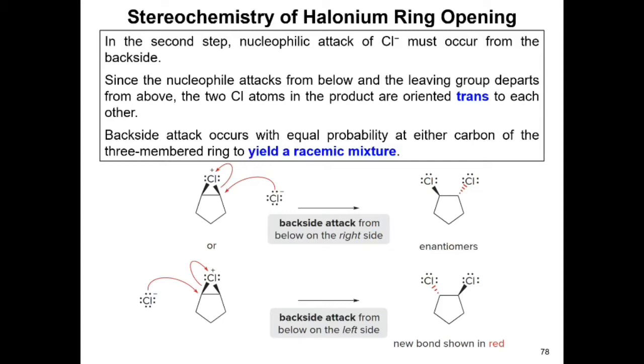And in the second step, we have the attack of the nucleophile. And the chloride ion is acting as a nucleophile, which can attack this chloronium ion on either side of the molecule. And so the chloride ion can attack on the right-hand side or on the left-hand side. And again, this can happen with equal probability. So that means that we're going to get two different molecules with equal concentration. And the two molecules are non-superimposable mirror images. So they are a pair of enantiomers in which the two chlorine atoms are oriented trans to one another. And so if you put them side by side, the two molecules are non-superimposable mirror images. So what we get here is a racemic mixture.